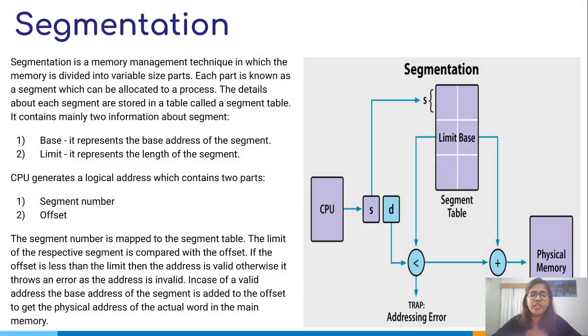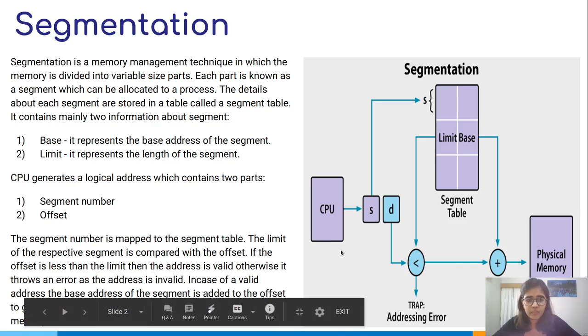Segmentation is a memory management technique in which the memory is divided into variable size parts. Each part is known as a segment, which can be allocated to a process. The details about each segment are stored in a table called the segment table. It contains mainly two pieces of information about a segment. First is base and second is limit. Base represents the base address of the segment, whereas limit represents the length of the segment.